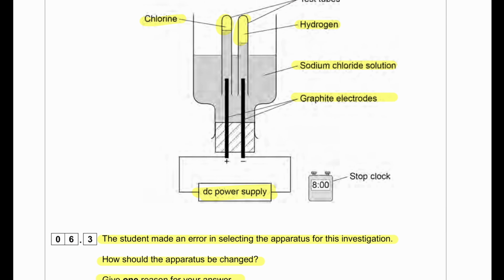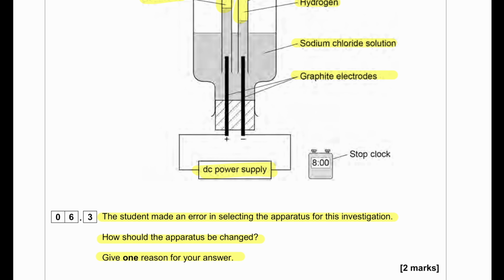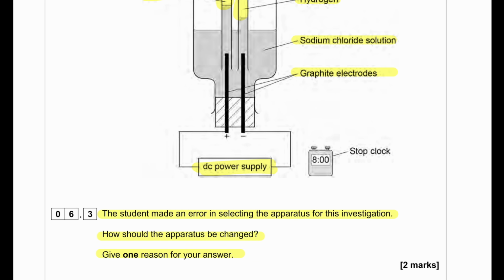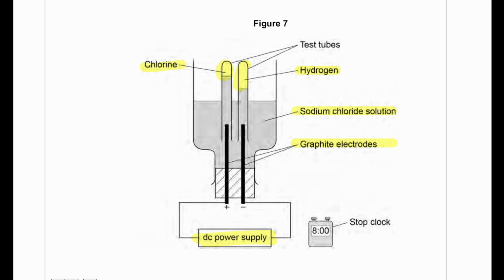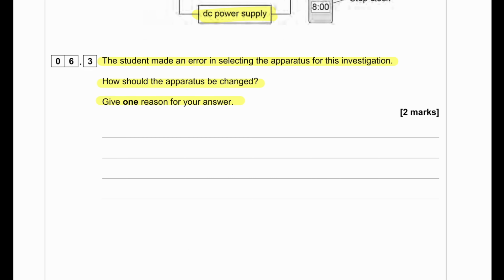First of all, we need to see what kind of mistakes we are having here. Guys, the mistake the student makes in this particular experiment is that the student should have used a measuring cylinder instead of test tubes. If a measuring cylinder was used, it could measure the volume. A test tube cannot measure the volume of gas that is produced.